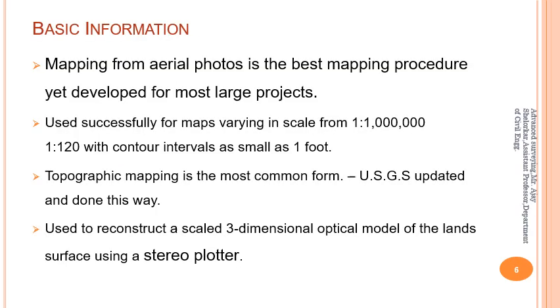Now we move on to basic information related to aerial photogrammetry. Mapping from aerial photos is the best mapping procedure developed for most large projects. It is used successfully for maps varying in scale from 1 to 120 with contour intervals as small as 1 foot. Topographic mapping, the most common from USGS, is updated and done this way, used to reconstruct a scale 3-dimensional optical model of the land surface using the stereo plotter.